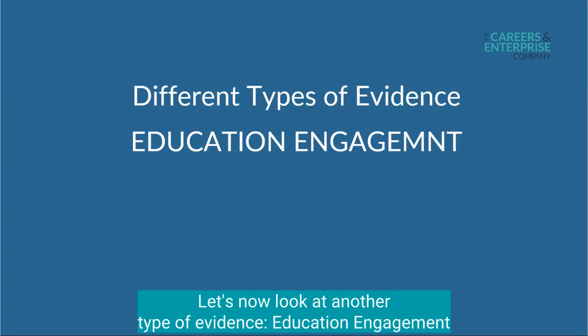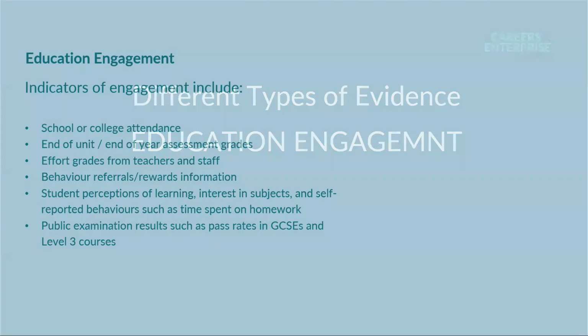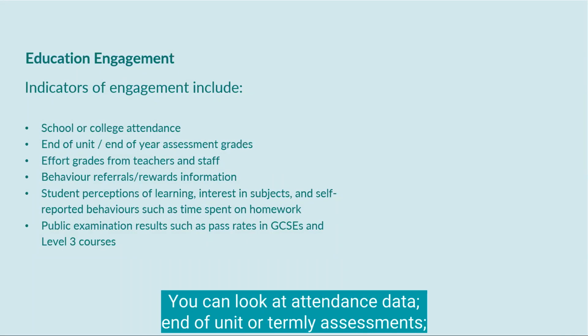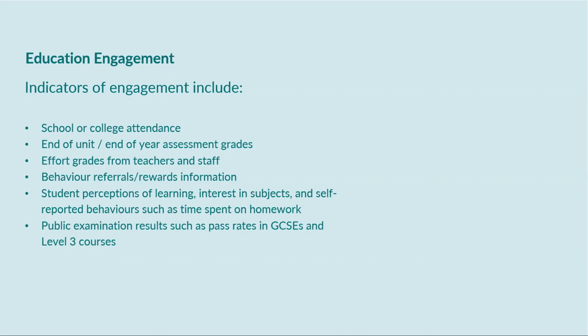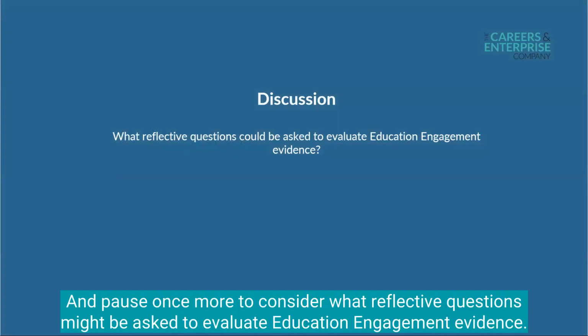Let's now look at another type of evidence, education engagement. These are examples and are all featured in this toolkit. So you can look at attendance data, end of unit or termly assessments, effort grades, behavioural rewards points, student perceptions, pass rates in public exams. And pause once more to consider what reflective questions might be asked to evaluate education engagement evidence.